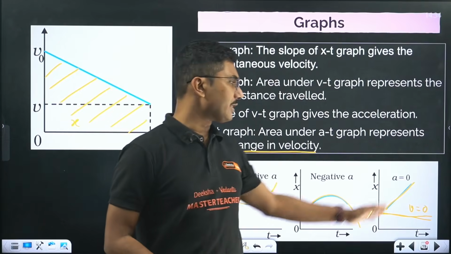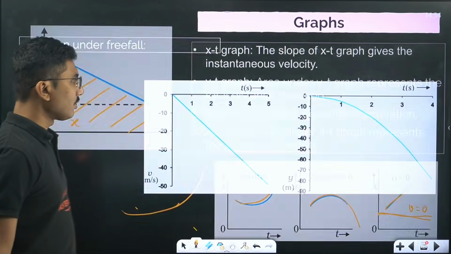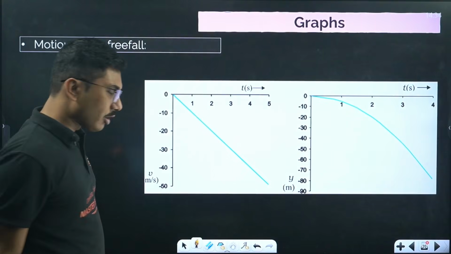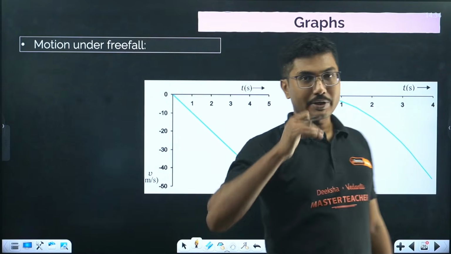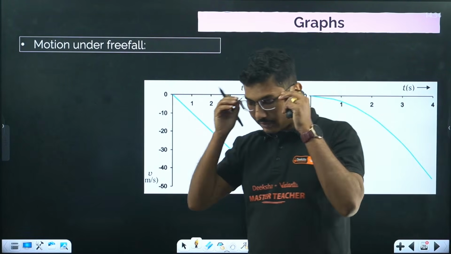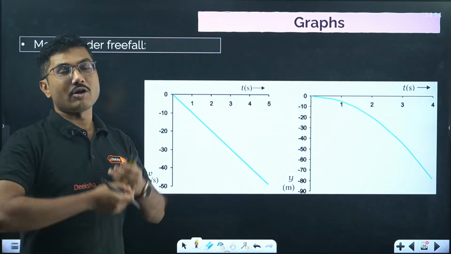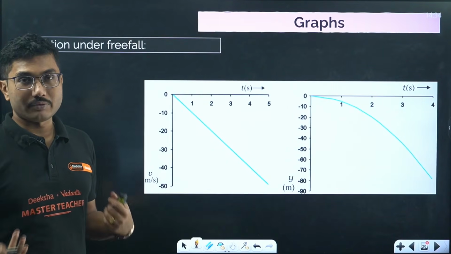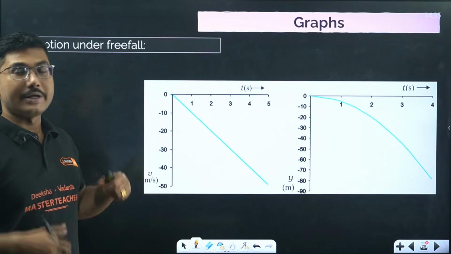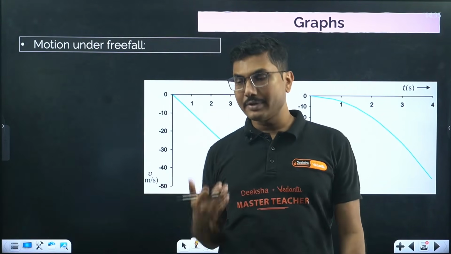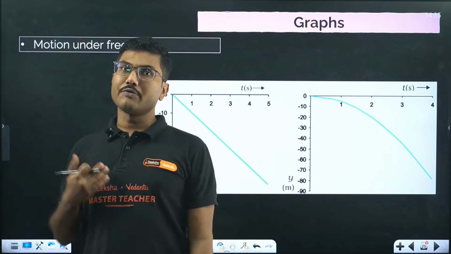Constant velocity will be a straight line graph. Now, if you drop an object at some height, and only the force due to gravity is acting on the object, then it is said that the object is in a free falling state, or it is a free fall. Free fall means the object is falling under the influence of gravity. That motion is called free fall.